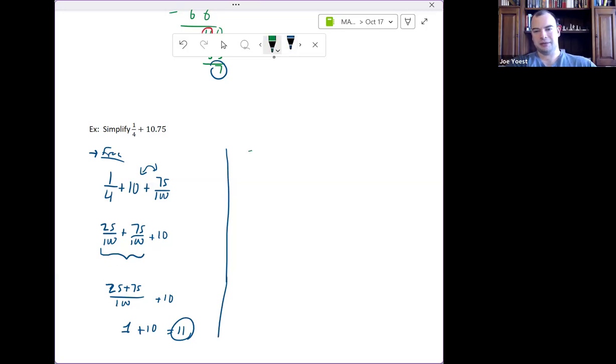I can also simplify by converting everything to decimals. 1/4, as we saw above, is just 0.25 plus 10.75. I want to do this decimal addition. I write down the more expansive number first. I line up my decimal points because I'm in addition now. So when I'm adding, I make sure to line up my decimal points so that all the place values line up nicely.